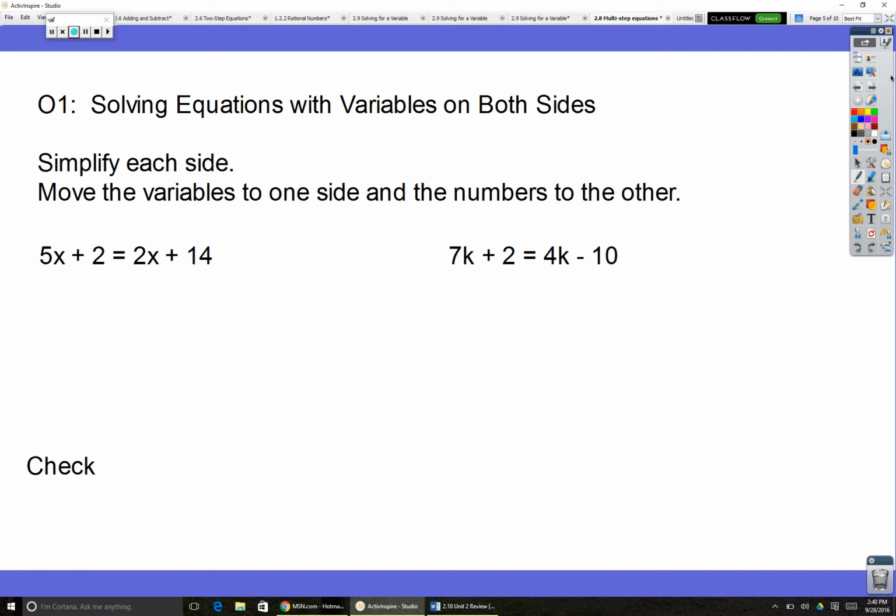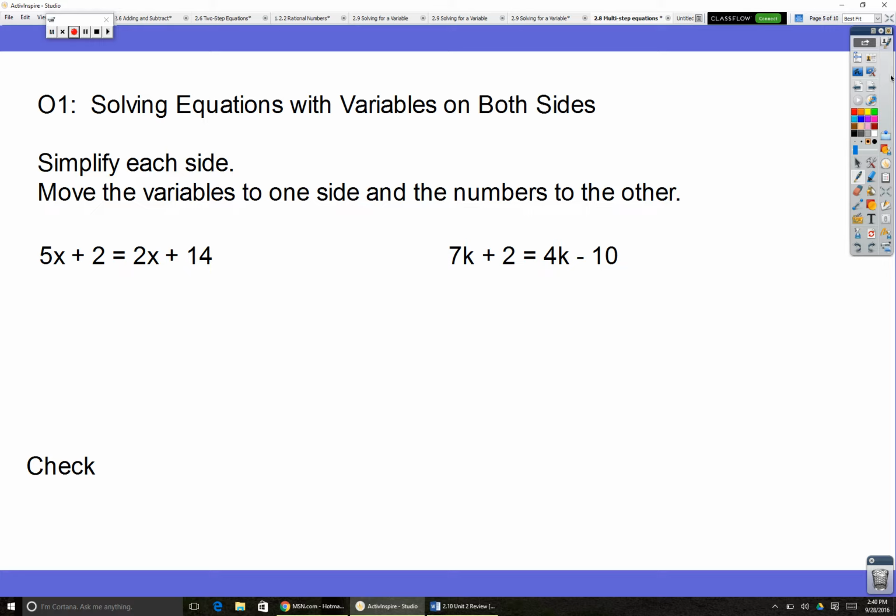The first thing that we need to do when we solve equations with variables on both sides is to simplify each side if need be. So if we have to combine like terms or if we have to distribute, we need to do that before we get started. In our first two examples, both sides are already simplified, so we're not going to need to do that.